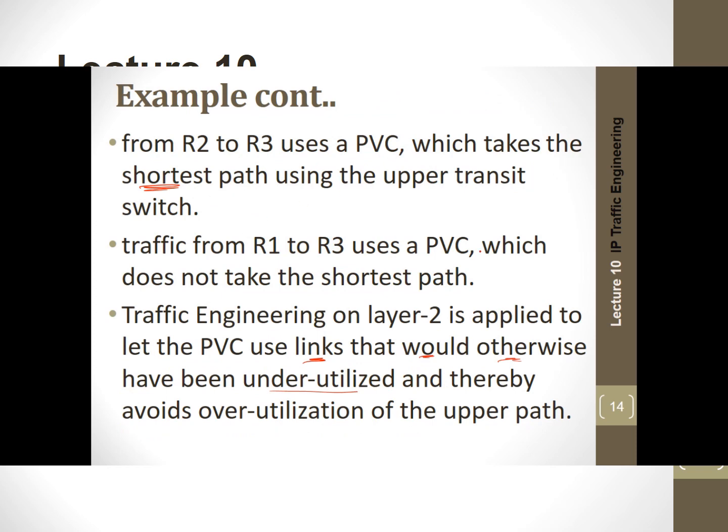So traffic from R1 to R2 is using this one. Traffic engineering on layer 2 is applied to let the PVC use links that would otherwise have been underutilized, and the upper path would have been overutilized.